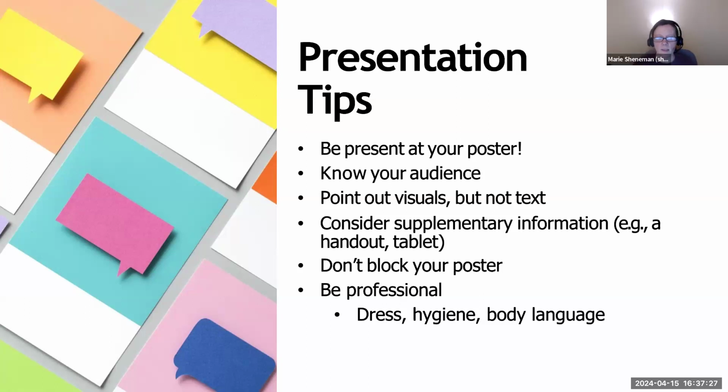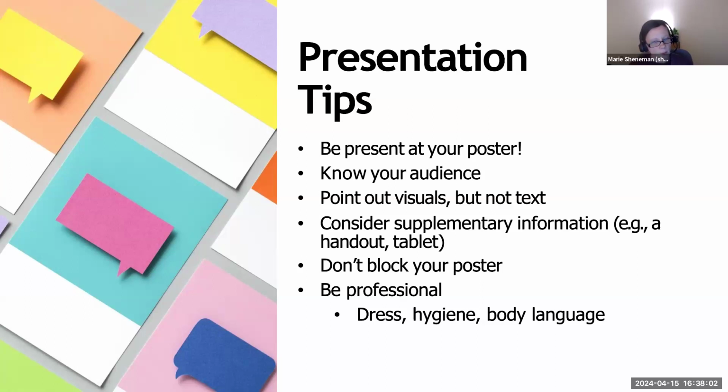People can read the text, but if you're talking about, oh, well, these results show such and such, you want to point to that particular chart you're talking about. You want to point to the bar graph you're talking about at that point, or if you're talking about a change in something, point to that as you're talking about it. You can consider supplemental information if you want, a handout, or a tablet with something. That's not expected or required by any means, but something that some people find useful.